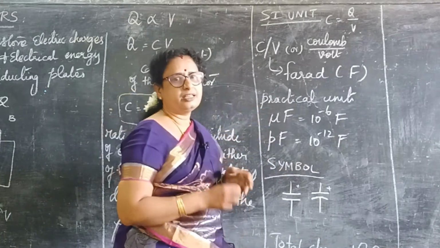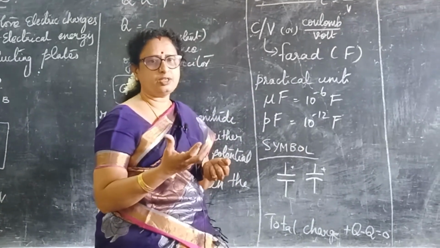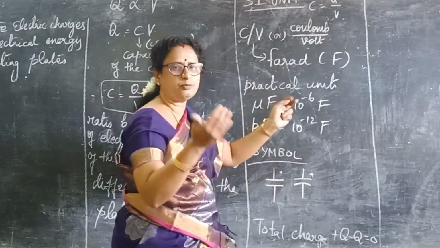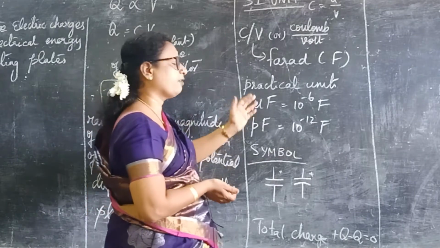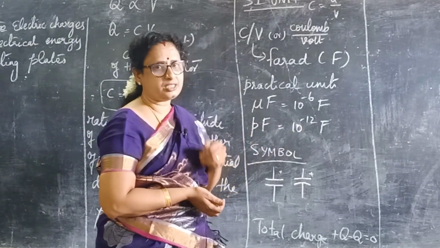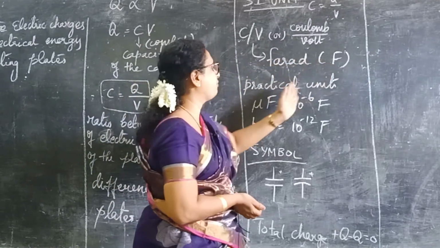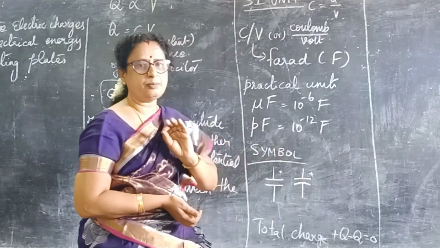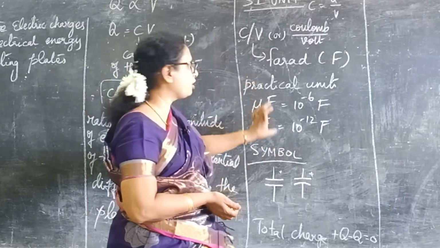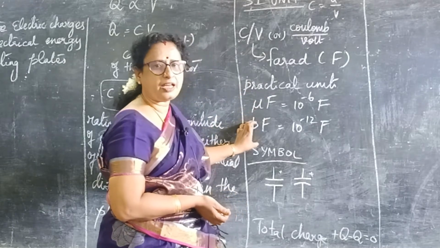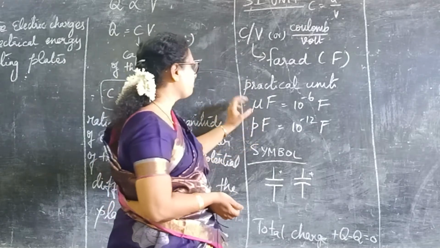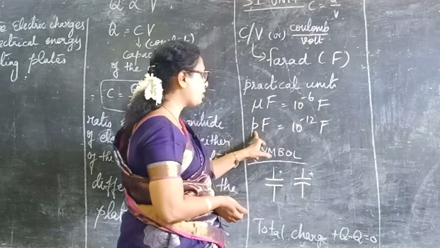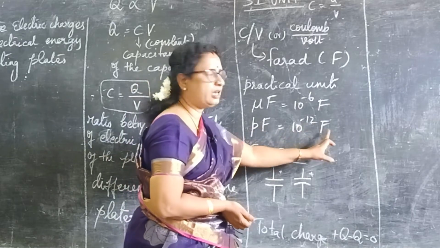Normally the value of capacitance will not be very high in farads, but it will be in very smaller units of farads. We have already learnt about larger units and smaller units in our 11th standard. Smaller units of farad means in the order of microfarad and picofarad. Microfarad, 1 micro we all know is 10 power minus 6 farad. Picofarad, 1 pico means 10 power minus 12 farad.